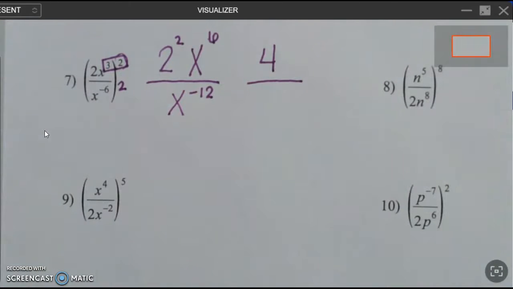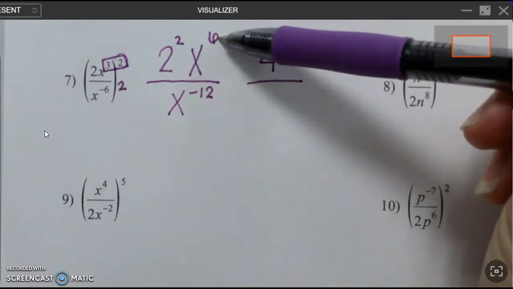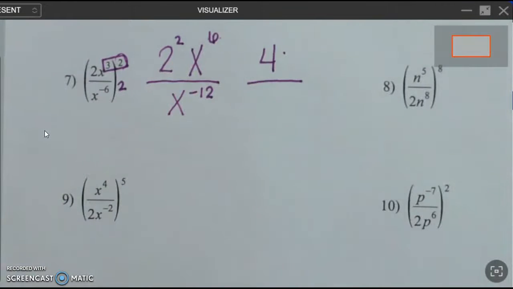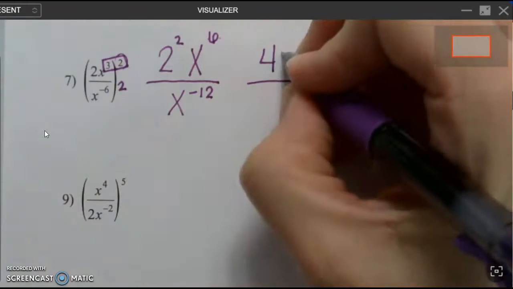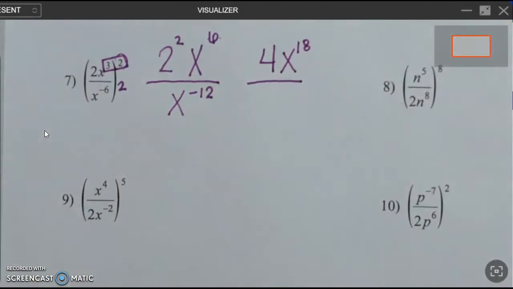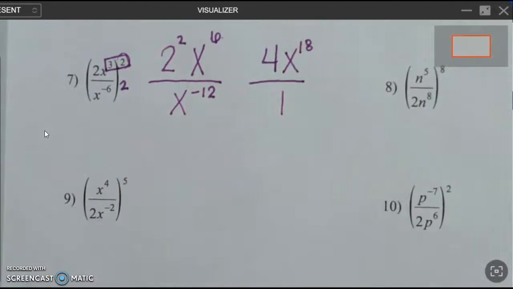Okay, now this is subtraction, right? With the x's, I'm doing subtraction. What is 6, use the calculator, minus a negative 12? Positive 18. Wait, top or bottom? It was positive, so I'm going to put it on the top. Wait a minute. So what's on the bottom? Nothing. You can circle it, or you can put a 1 on the bottom. That's up to you. Okay?